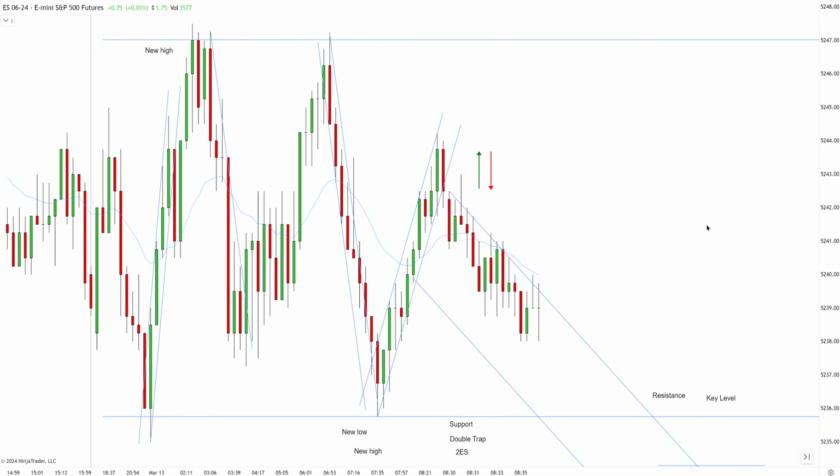Traders, welcome back to another price action trading lesson where we're going to use price action rules to help us predict the directional bias of the market and to help us identify high probability setups. Now, what is the structure? That's the first question I always ask myself when I'm starting the session.